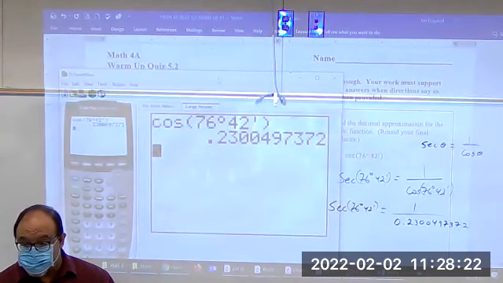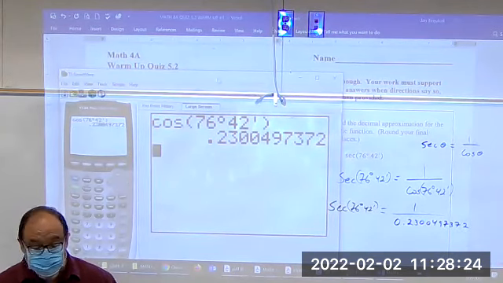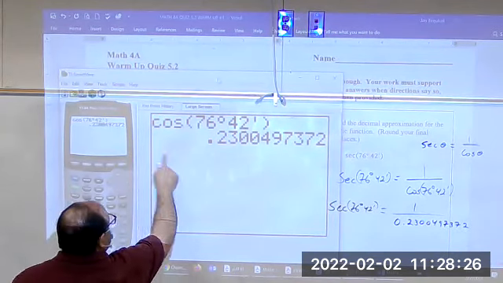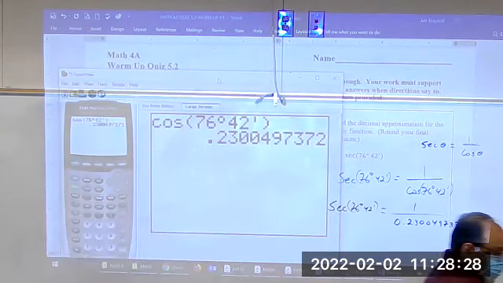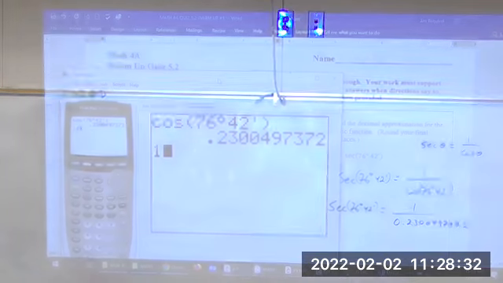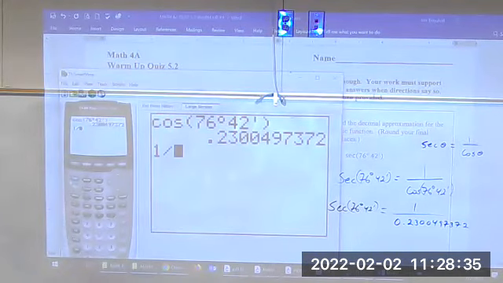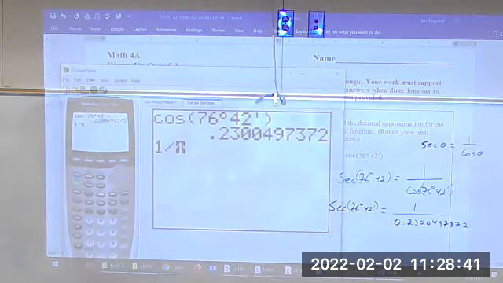So all you do is divide 1 by that number, 1 divided by the last answer in the calculator. 1 divided by, and then I hit second, the negative symbol. The negative symbol is the answer. So it's 1 divided by the last answer in the calculator.